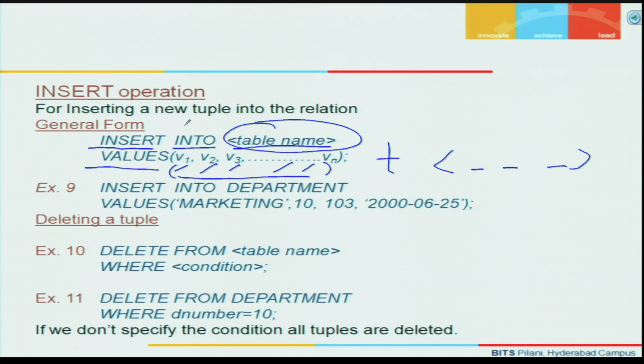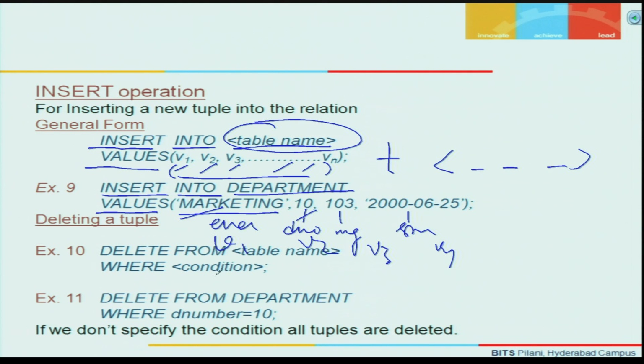For example, I want to insert a tuple into the department table where the first one is the department name, the second one is the department number, the third one is the manager, and the next one is his start date. So now, insert into department table values V1, V2, V3 and V4, and these V1, V2, V3 are from the domain corresponding to attribute 1, attribute 2, attribute 3, and so on of the department table. This is how we can insert tuples or rows into the table as and when needed.